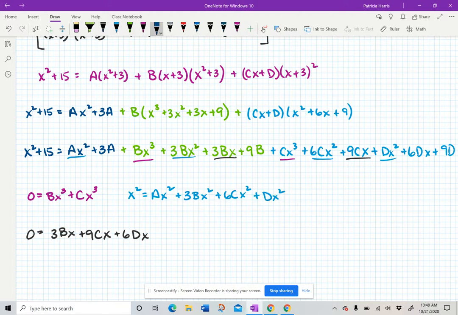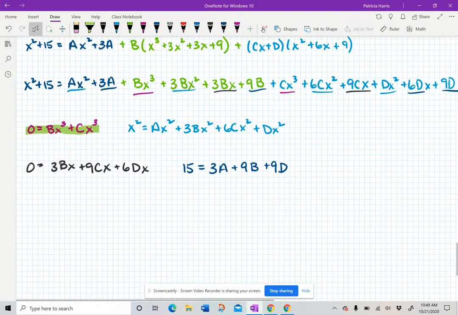Now let's match up the constants. I have 15 on the left equal to 3A, 9B, and 9D. Double check that you got everybody, and I think we did. The simplest equation here is actually this one. That first equation tells us that B is equal to negative C.